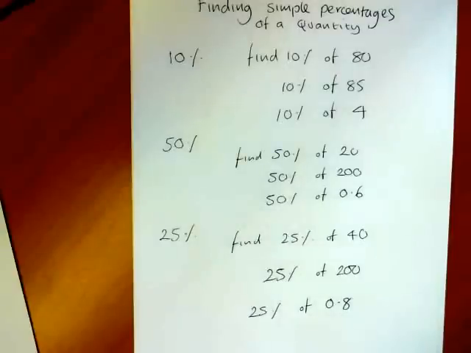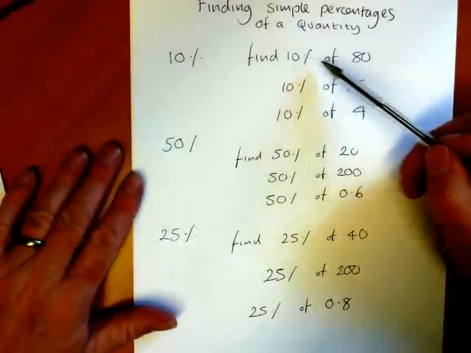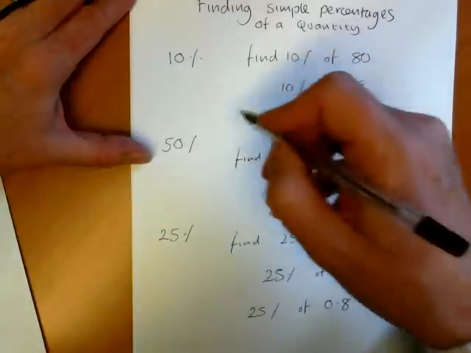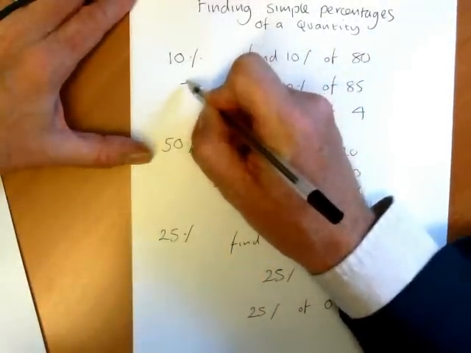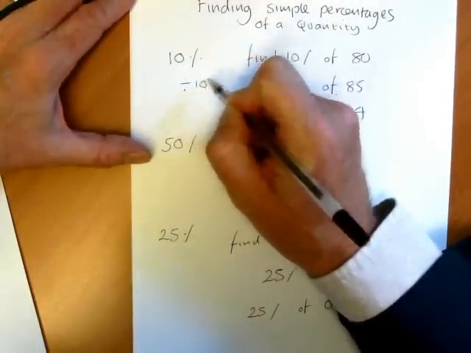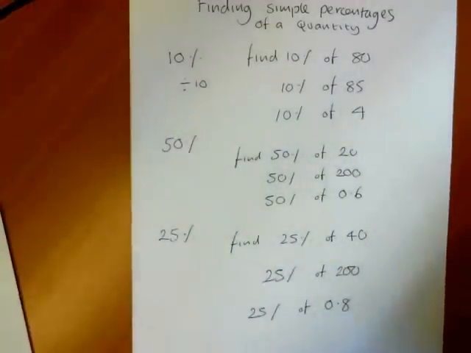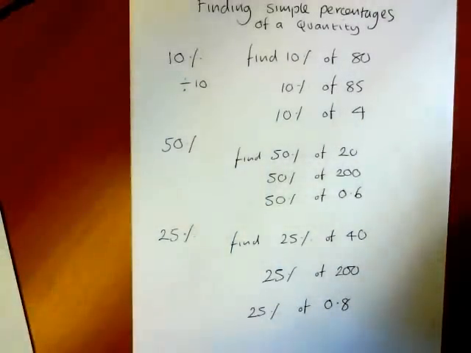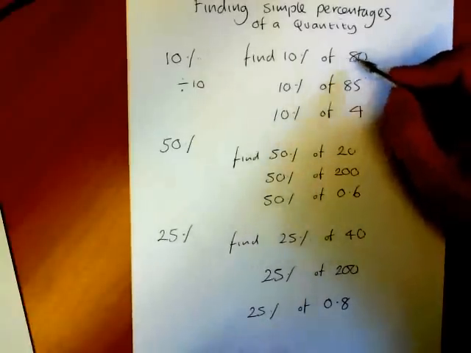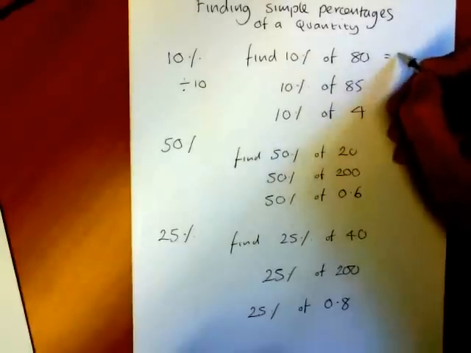So in this video I'm going to show you how to find simple percentages of a quantity. So we'll start with 10%. Find 10% of 80. Well, what you have to remember with 10%, 10% is 1/10. We can find 1/10 of anything by dividing by 10. Dividing by 10 is fairly easy. If we have a number with a naught on the end, we simply take it off. So 10% of 80 will be 8.